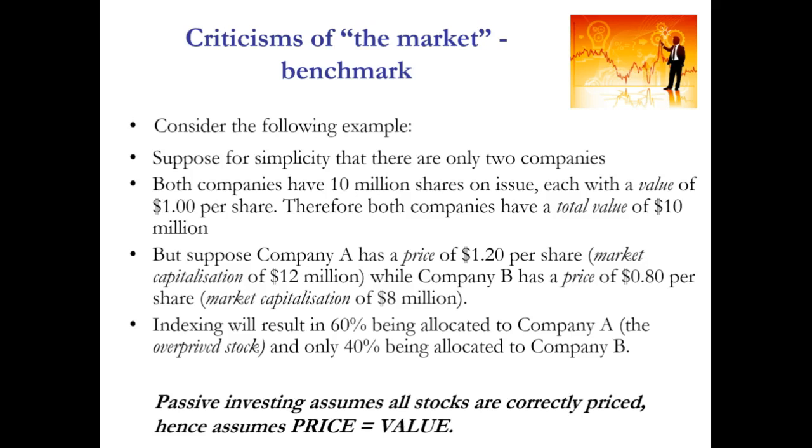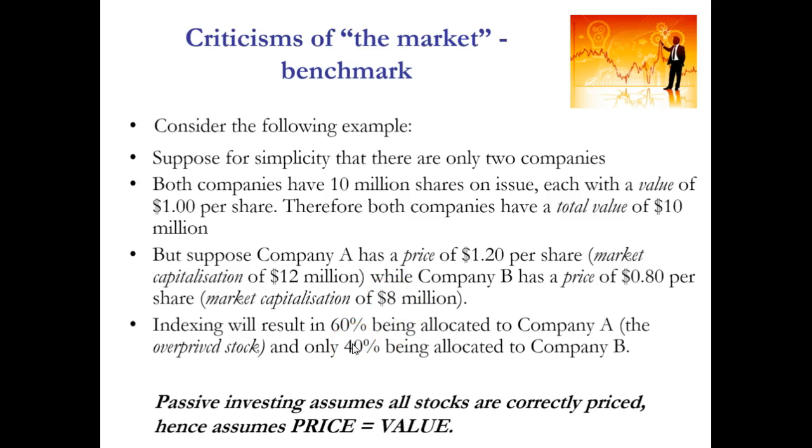Now, in this particular case, if we would market weight our assets, what we would do is we would weight them according to their relative market capitalization. So in this simple example where our market is just two stocks, the total capitalization on the market is 20 million. So in that case, we would have 12 over 20 million, or 60% invested in company A, and we would have 8 over 20 million, or 40% in company B.